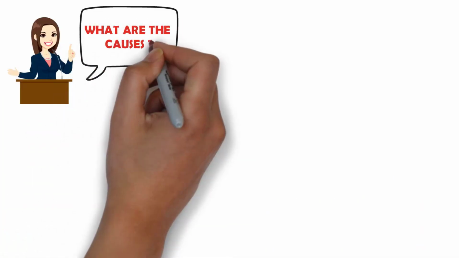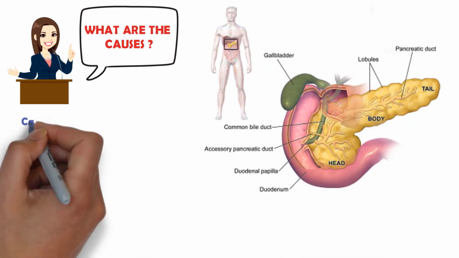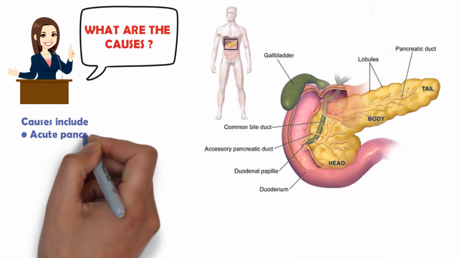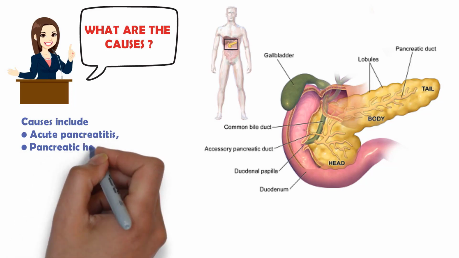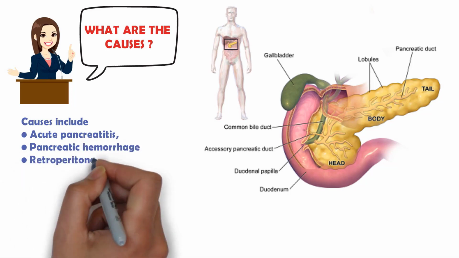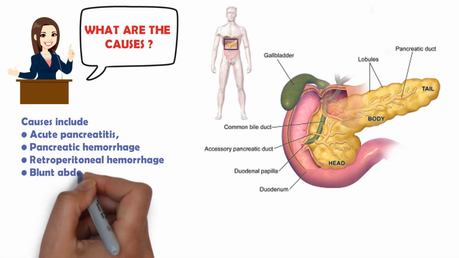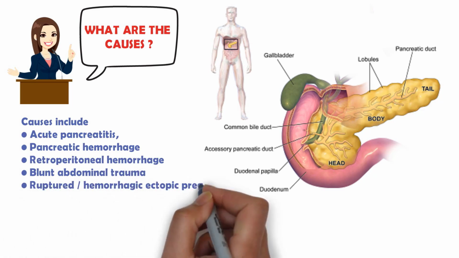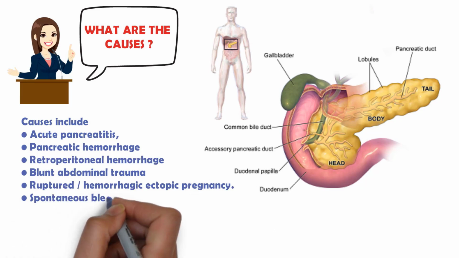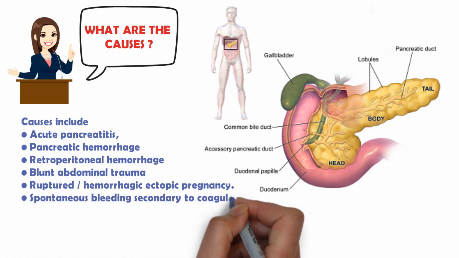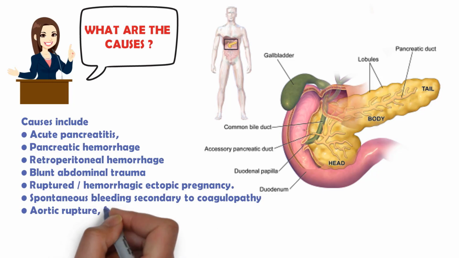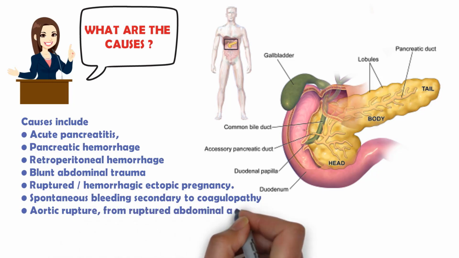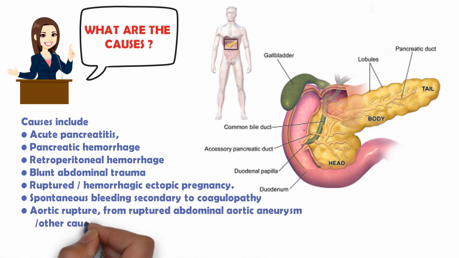What are the causes? Causes include acute pancreatitis, pancreatic hemorrhage, retroperitoneal hemorrhage, blunt abdominal trauma, ruptured or hemorrhagic ectopic pregnancy, spontaneous bleeding secondary to coagulopathy, aortic rupture from a ruptured abdominal aortic aneurysm, or other causes. The image shows a classic Grey Turner sign, which is bruising of the flanks.